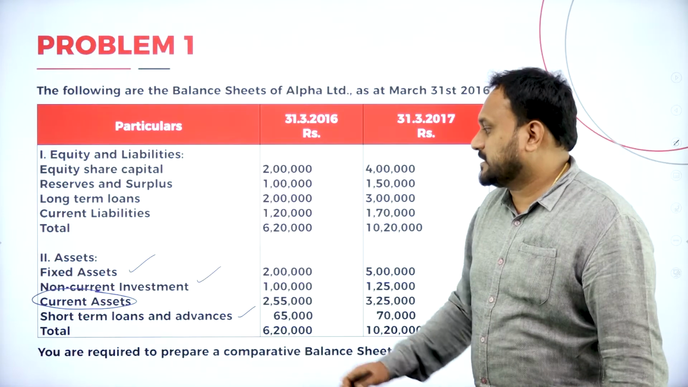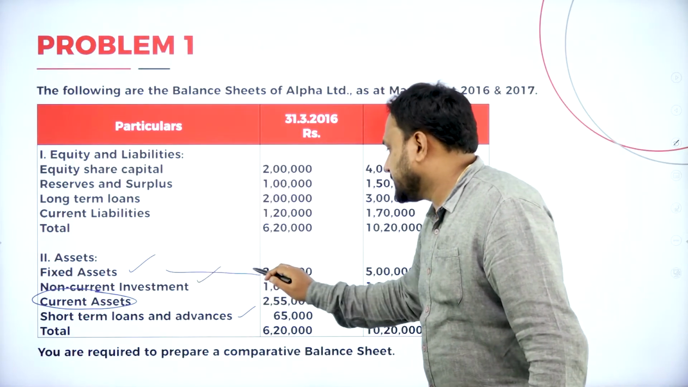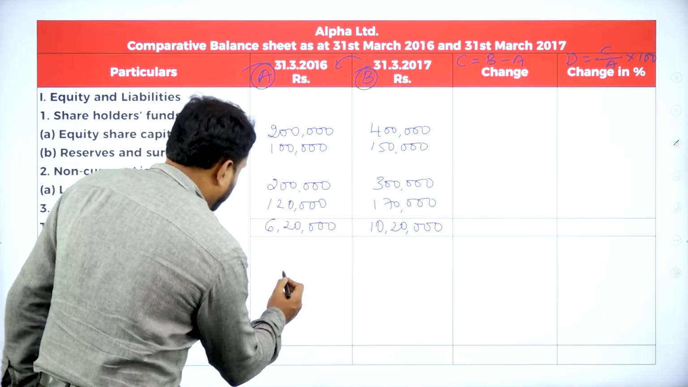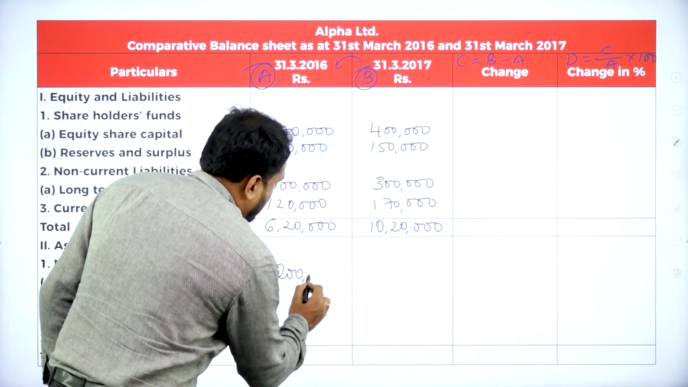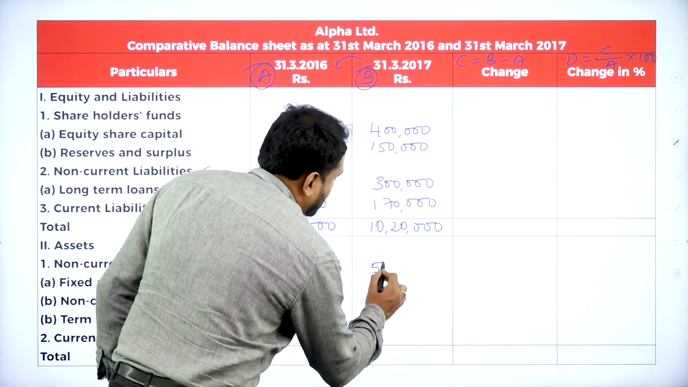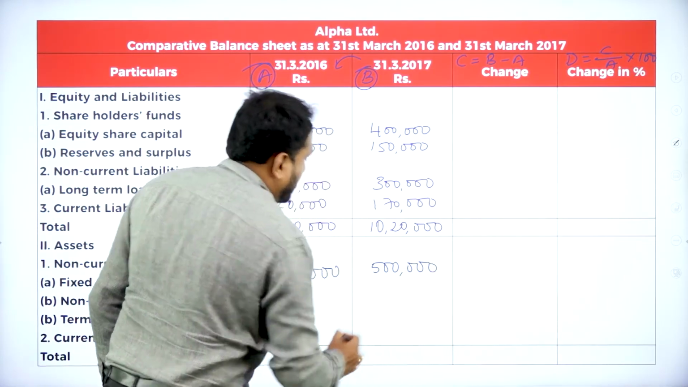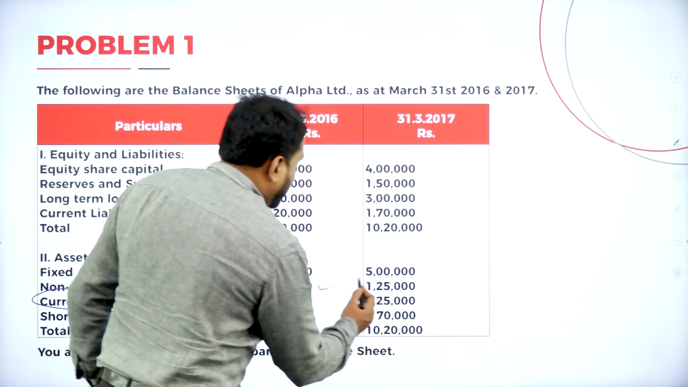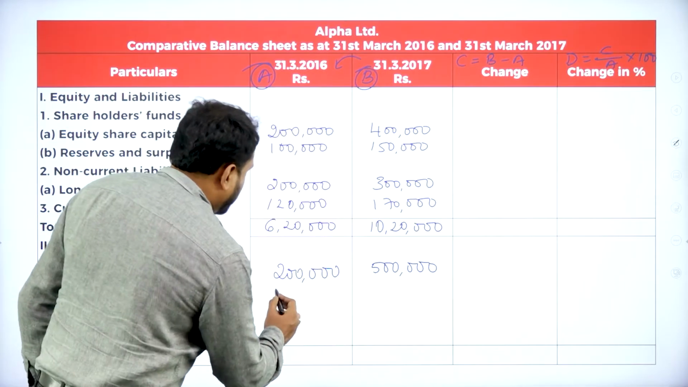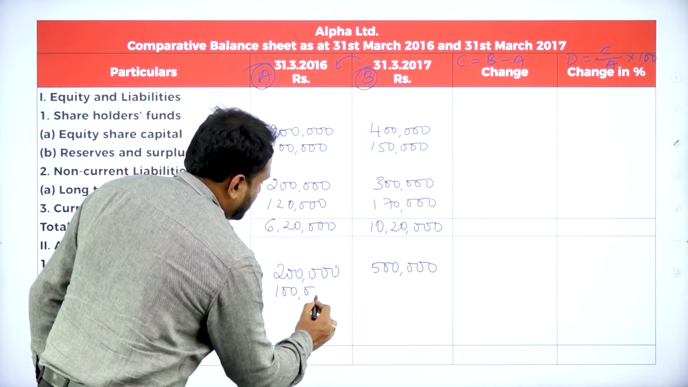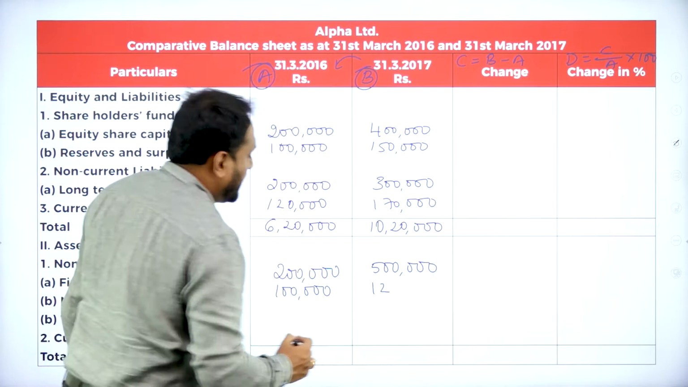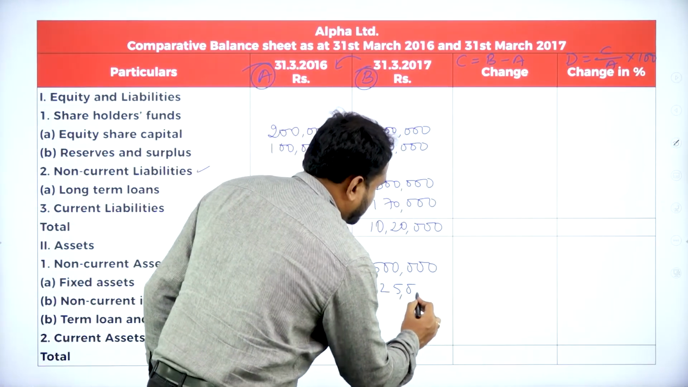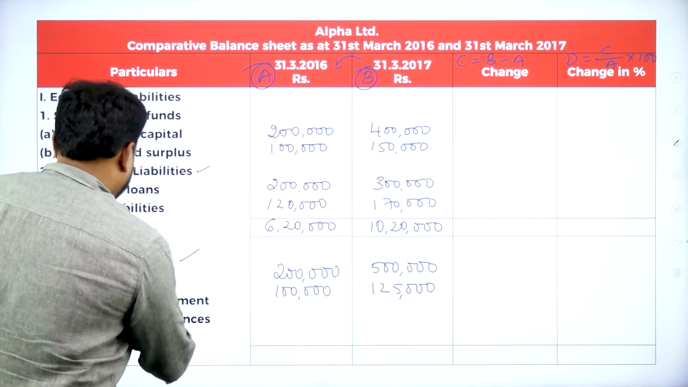Now fixed asset, how much is the fixed asset? The fixed asset is 2 lakh and 5 lakh. So 2 lakh here, and here we have 5 lakh. Done. After that we have non-current investment, which is 1 lakh here and 1 lakh 25,000 here. So we'll write here 1 lakh and 1 lakh 25,000. Done. So non-current is also done.